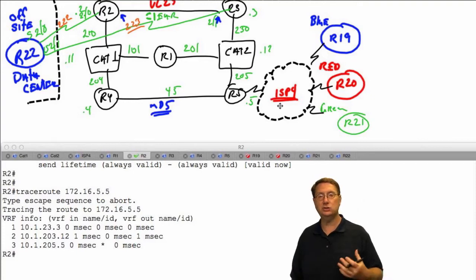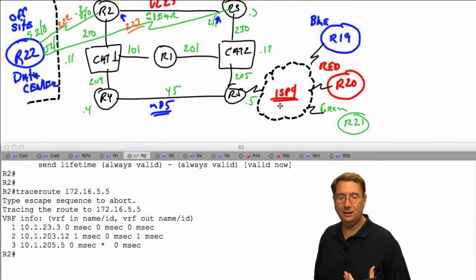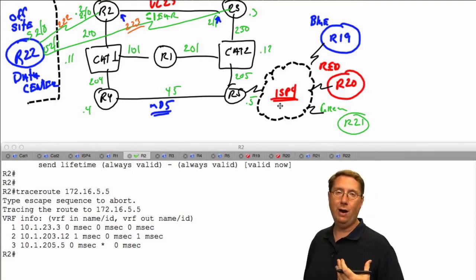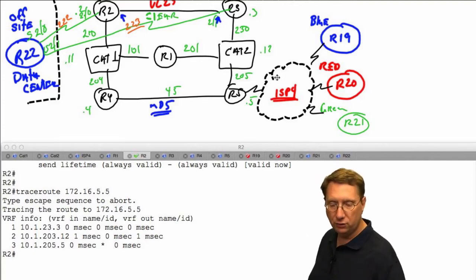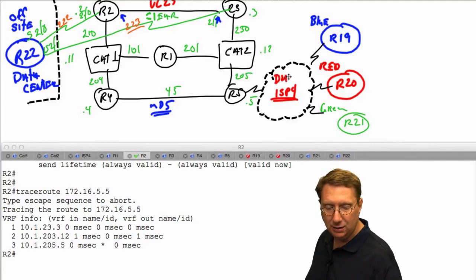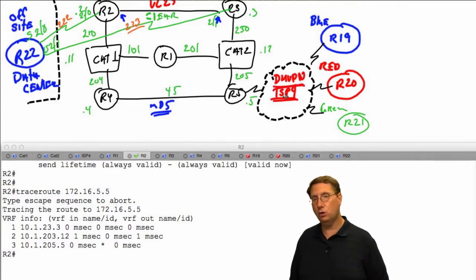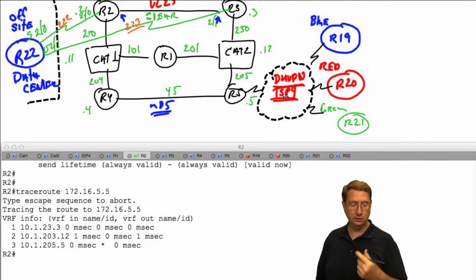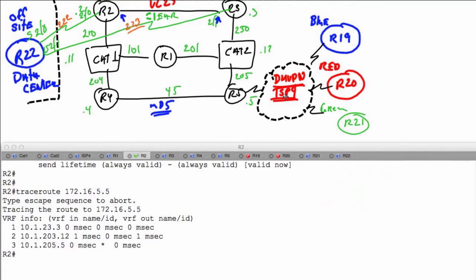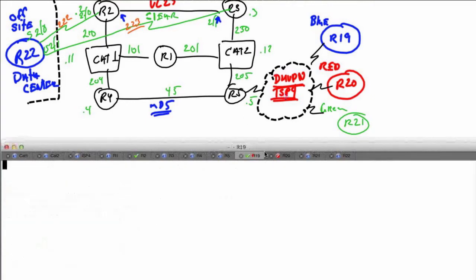And one of those solutions is going to be the idea of executing a routing protocol across what's referred to as a DMVPN topology, a dynamic multi-point VPN. Now what I want to do is illustrate this. So I'm going to go to R21, or R19, excuse me. And on R19, I'm going to highlight some information, and we're going to annotate that information on our whiteboard here.